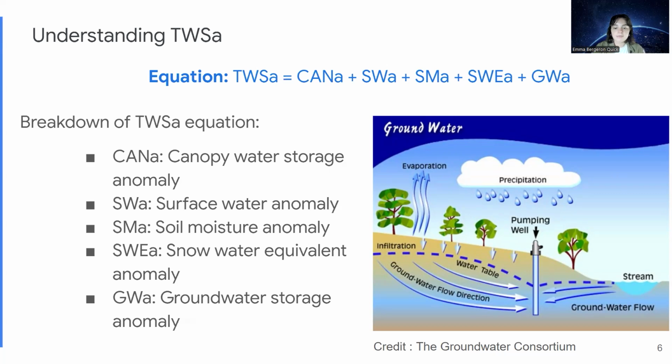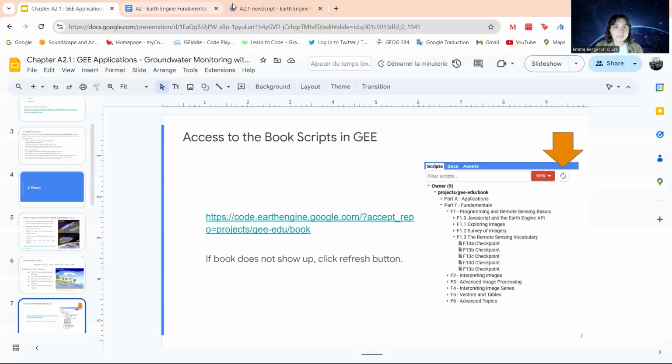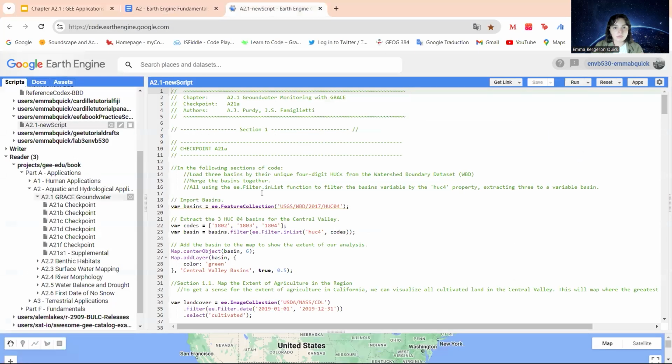Lastly, before we get into the next videos, which are really going to look into the script, you can access the book scripts in Earth Engine through this link. If nothing's showing up, you can use the refresh button, and it will take you into Earth Engine. You have what you need in here for A2, and we're looking at A2.1. We're going to look at these checkpoints, copy and paste them into a new script, and run everything by part so we can understand what happens. So I'll see you in the next videos.